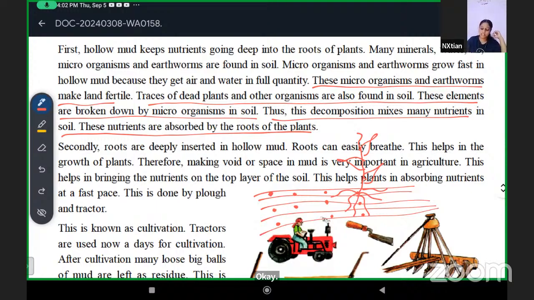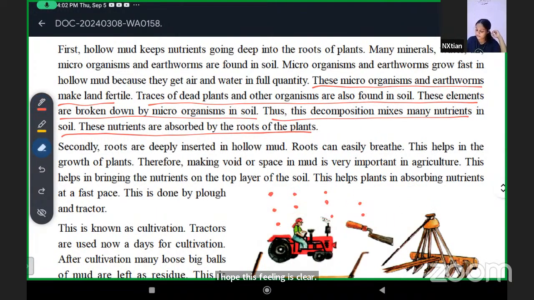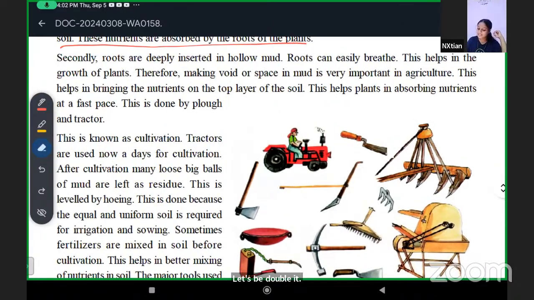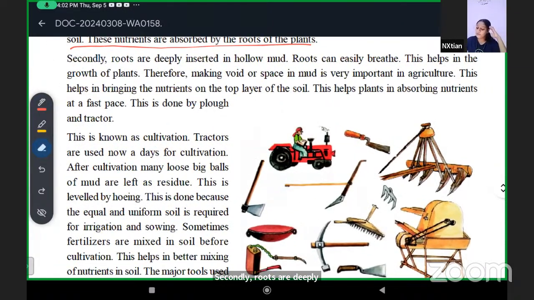Now we will move to the second reason. Let's read about it. Secondly, roots are deeply inserted in hollow mud. Roots can easily breathe. This helps in the growth of plants. Therefore, making void space in mud is very important in agriculture. This helps in bringing the nutrients to the top layer of the soil. This helps the plants in absorbing nutrients at a fast pace.